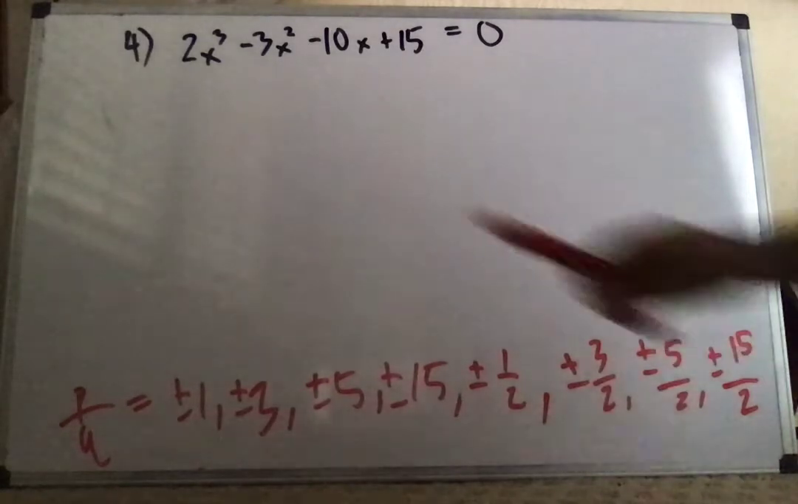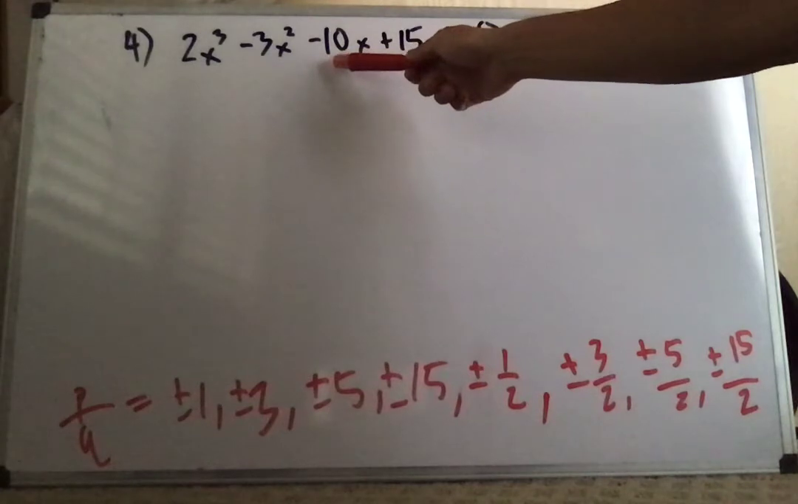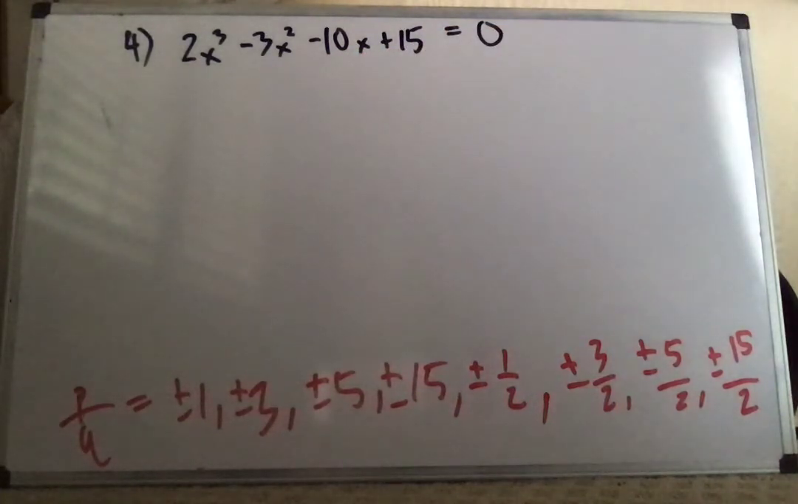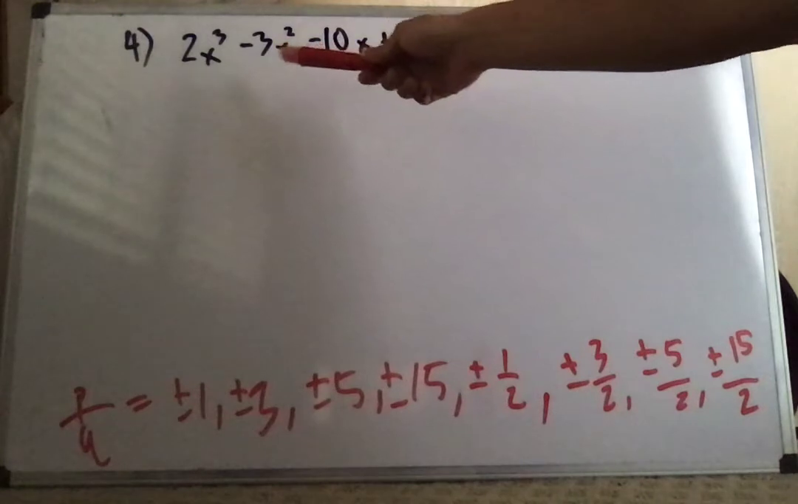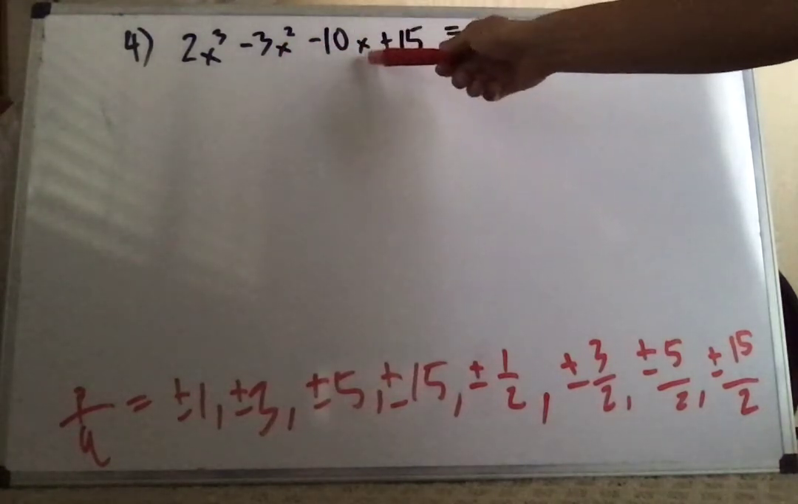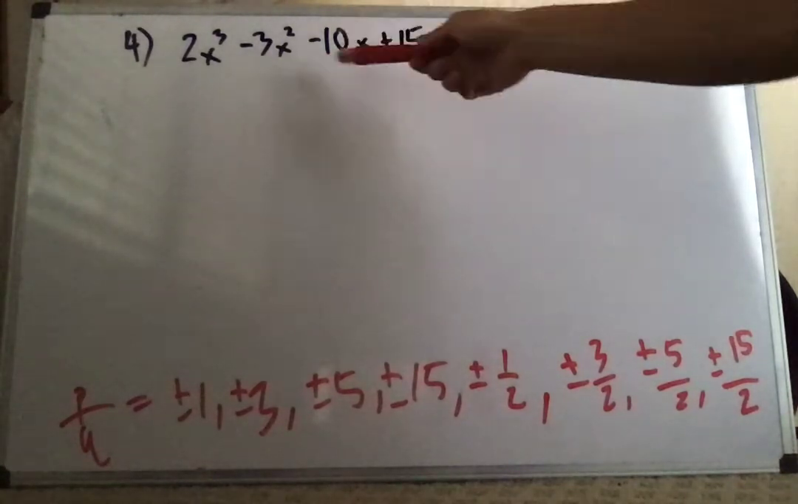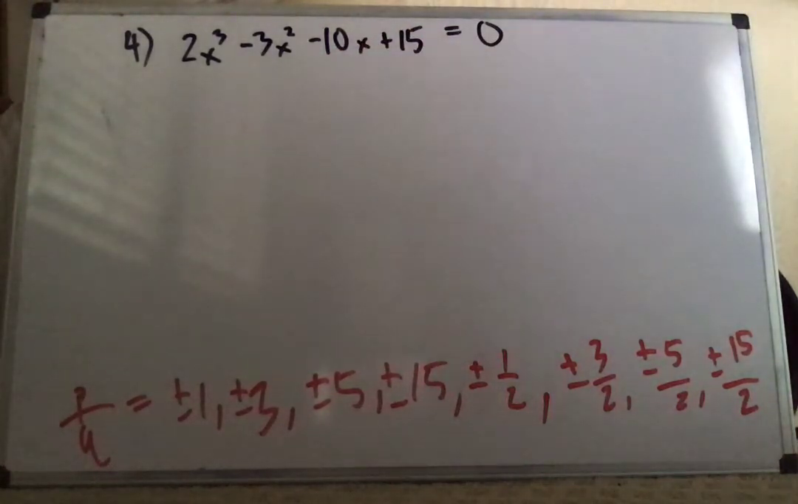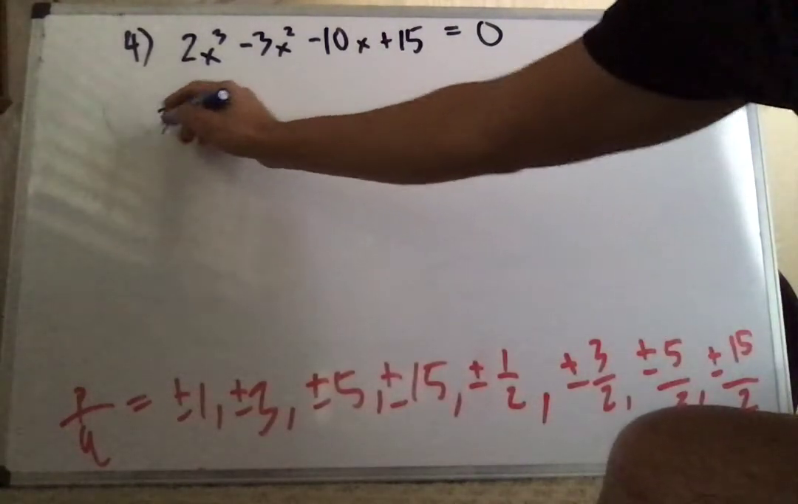So if I plug in 1, that's going to give me 1, minus 3, minus 10, plus 15. That's not equal to 0, so that does not work. What about negative 1? Negative 2, minus 3. This is going to be plus 10, because negative 1 times negative 10 is plus 10, plus 15. That's not equal to 0. So 1 and negative 1 do not work. After that, because I don't like to do too much math, I'm just going to skip the next one and check.